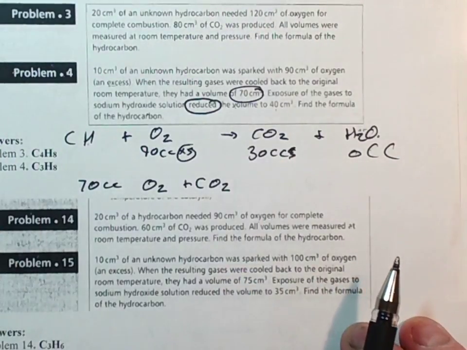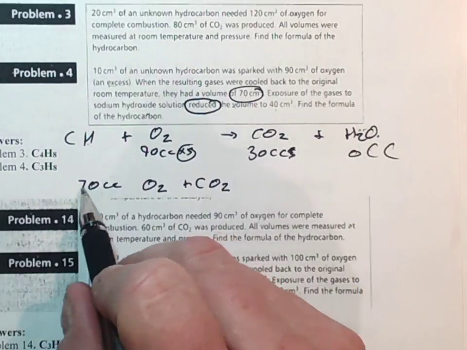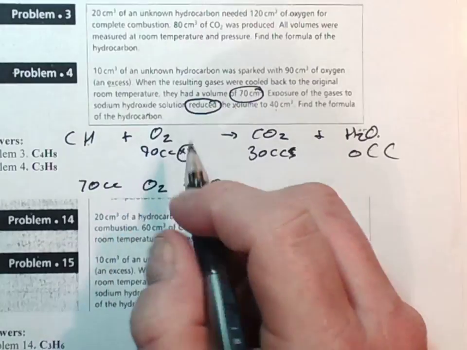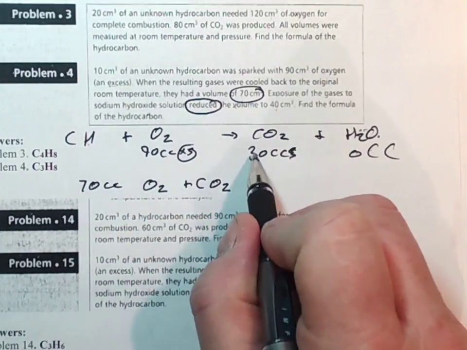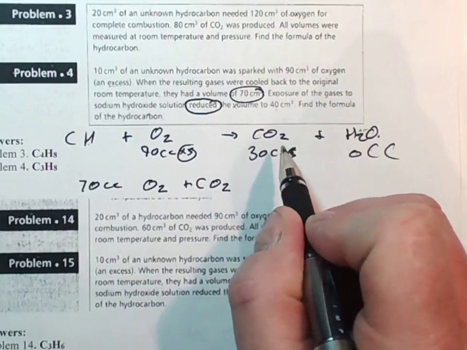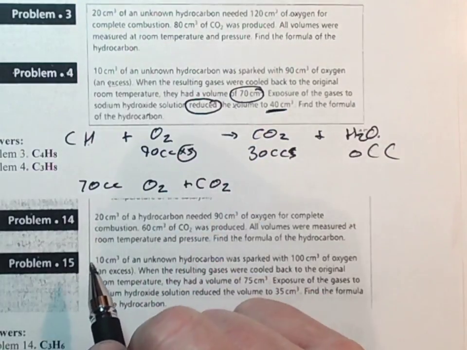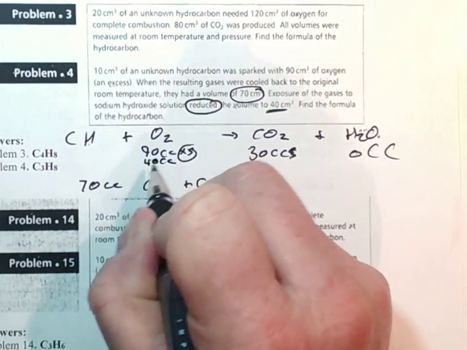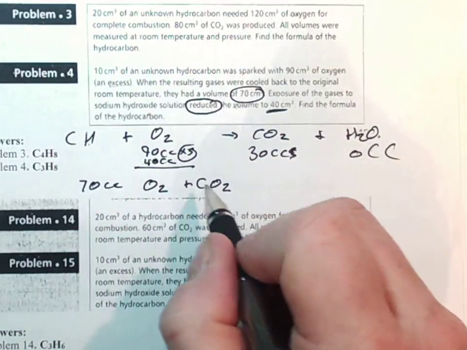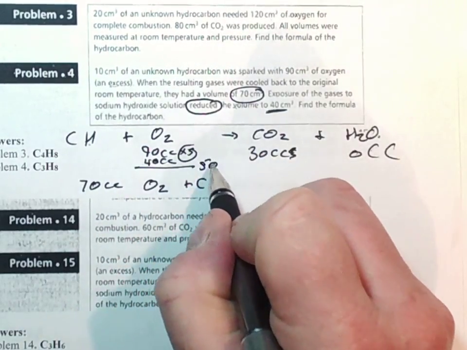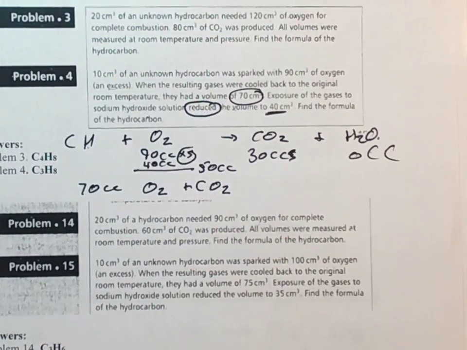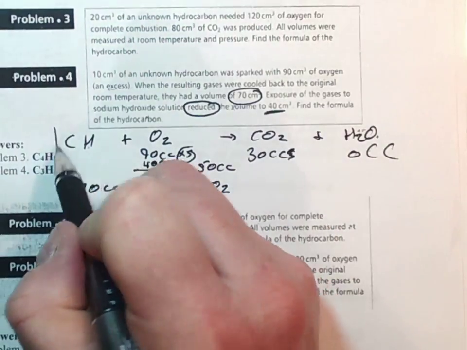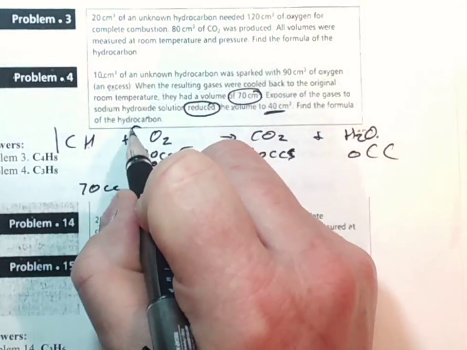Okay, now if 30 cc's of the 70 was carbon dioxide, that means the rest of it must have been unreacted oxygen, which means I have 70 minus 30, which leaves me 40 cc's left over. That must have been unreacted oxygen. So therefore the oxygen that did react must have been 50 cc's. Okay, so I can now start putting this information together. I have one of those because it was 10. I have 50 of oxygen must have reacted.